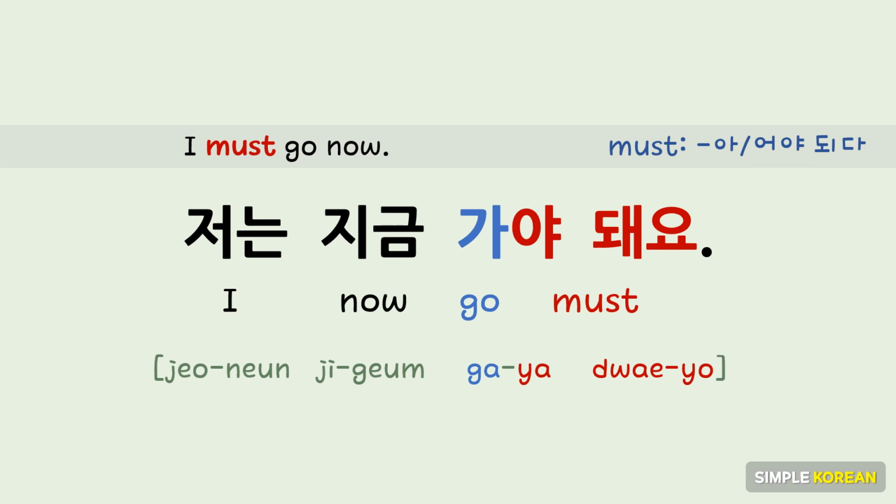저는 지금 가야 돼요. I must go now. The auxiliary verb must, 야 돼요, is placed after the main verb 가다. 가야 돼요. 저는 지금 가야 돼요.